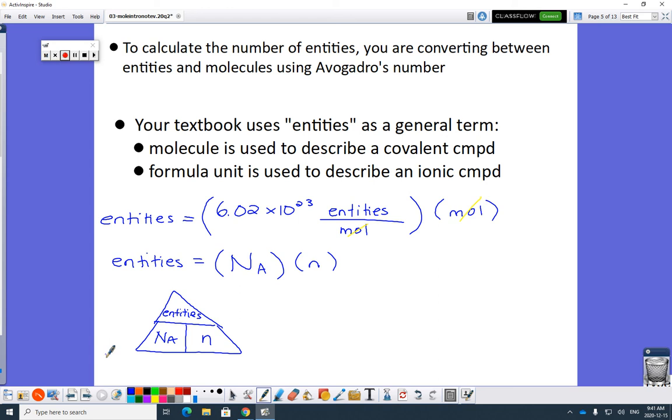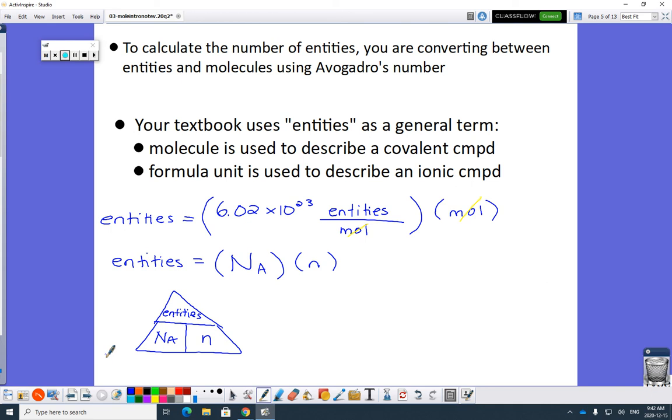When you do these, try not to push out of your brain things you already know. Like, for example, it doesn't matter the order you do the multiplying. Like, if you wrote the moles first and Avogadro's number second, it doesn't matter, right? So don't forget stuff like that. But the big thing here, if you are asked to find the number of entities, molecules, formula units, whatever, you have to have the number of moles.